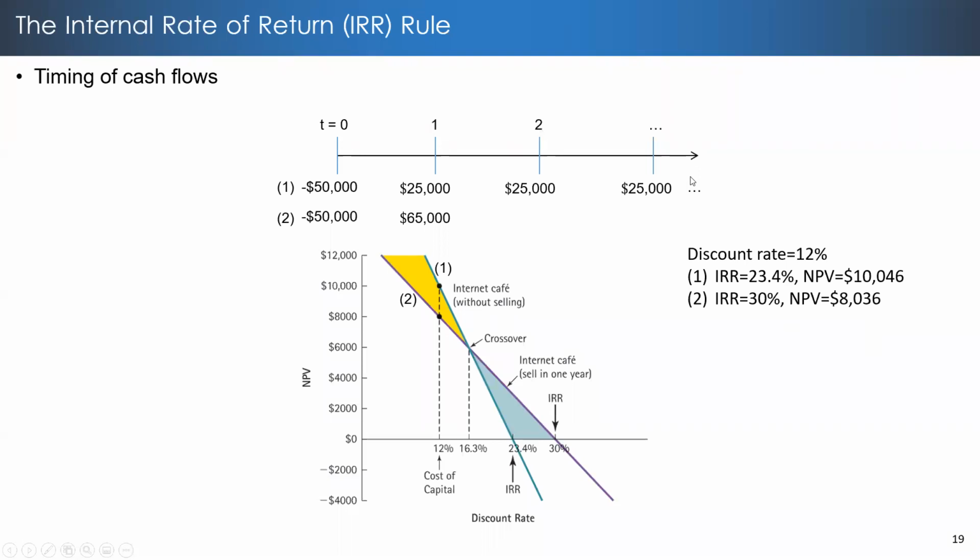So in terms of timing of cash flows, let's say we have two investment projects. One takes 4 years. The second one takes 2 years. For the first project, we have an IRR of 23.4% and a net present value of 10,000. And the second one will give you a higher IRR, however, a lower net present value. So in this case, it will depend on the real scenario of this project.